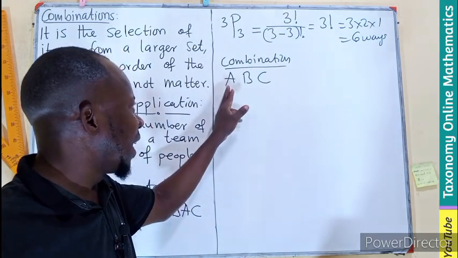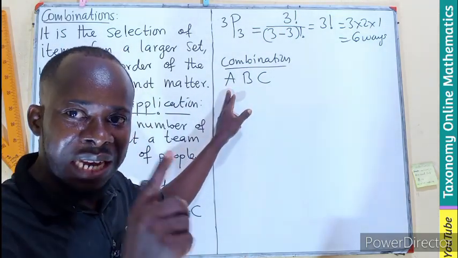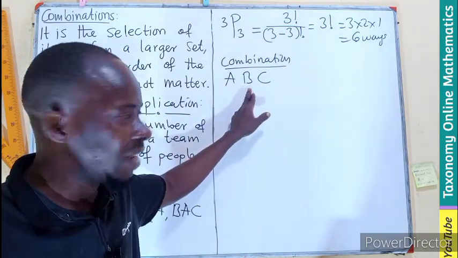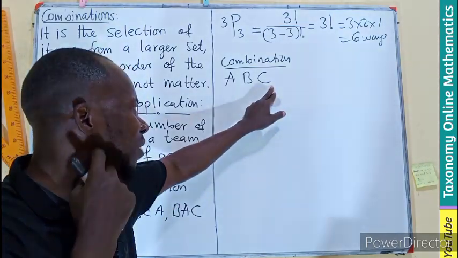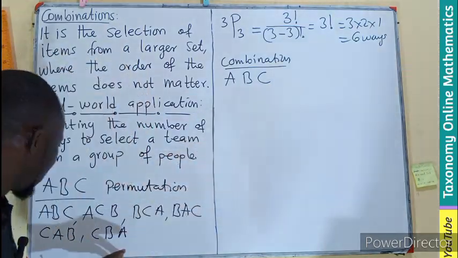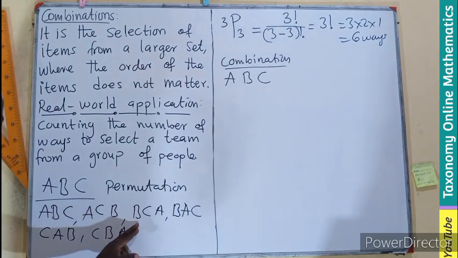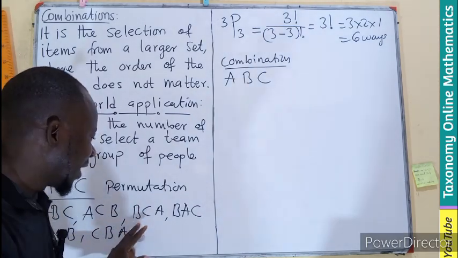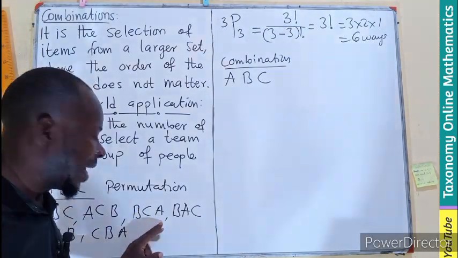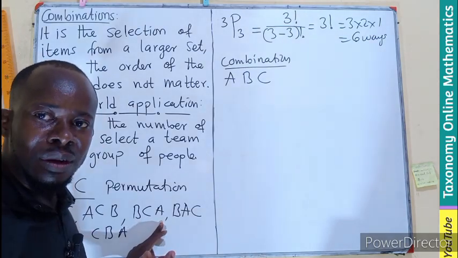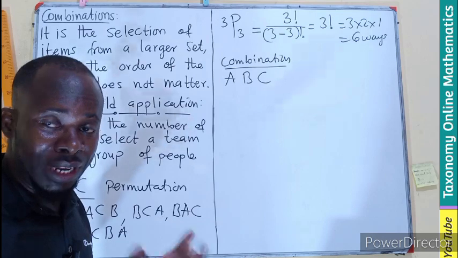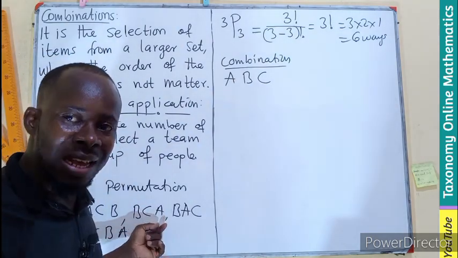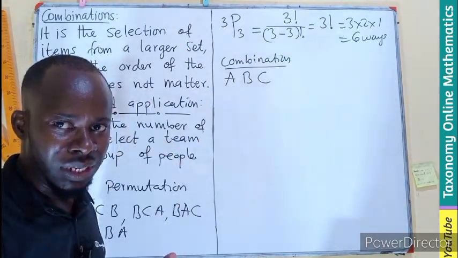Now, if I select A first, I have a chance of selecting B second and C. That is the combination that I can have. Now, if I select, let's say, B first, and I come to select C before I select A, at the end of it all, how many letters am I having? I'm still having A, B, C. So this combination here is just having only one combination.